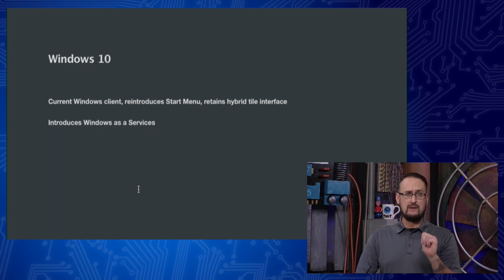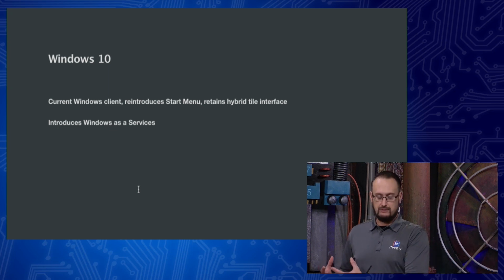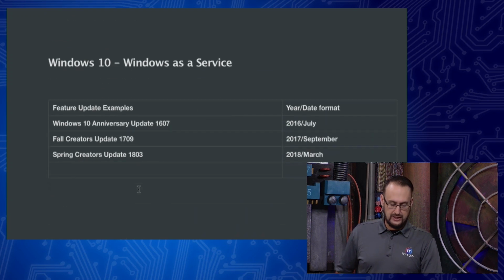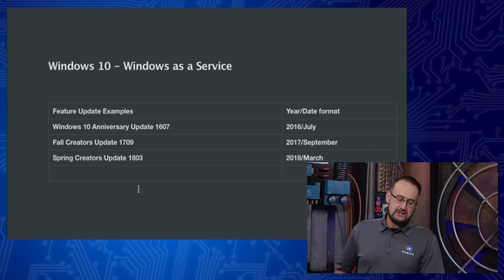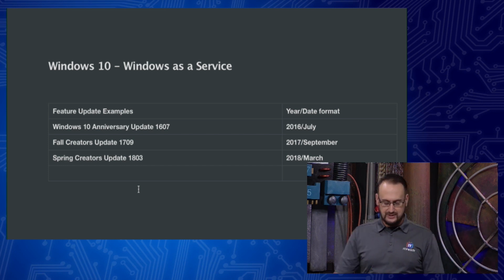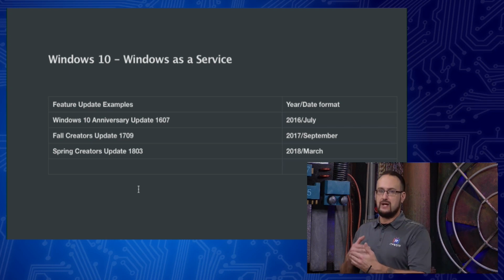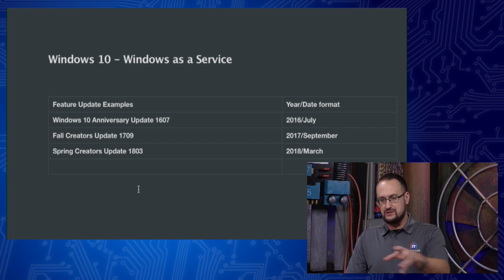But I want you to keep in mind that reintroducing the Start menu, like Zach mentioned, and the hybridized tile menu, because that's what distinguishes it as more of a progression of the user interface over one of the earlier editions, all right? Now, I mentioned Windows as a service. Windows 10 introduces something known as Windows as a service, all right? And what that means is that feature updates are going to be implemented on a rolling basis, rather than like Microsoft has done in the past.